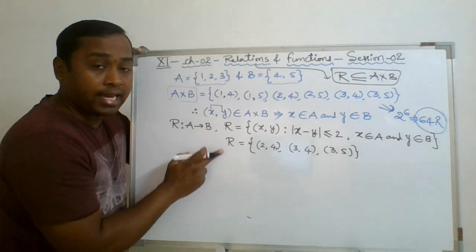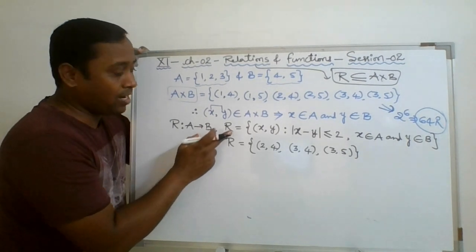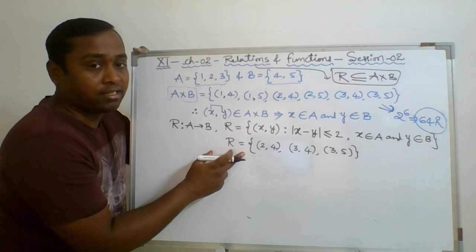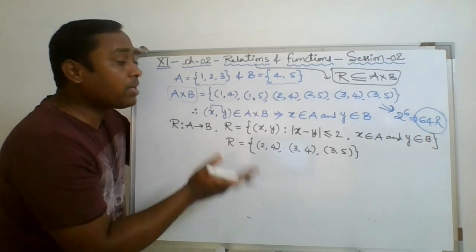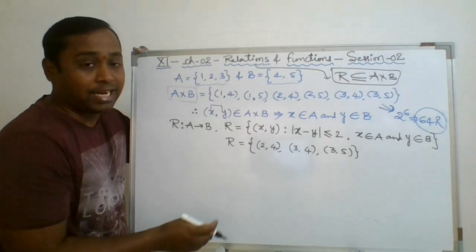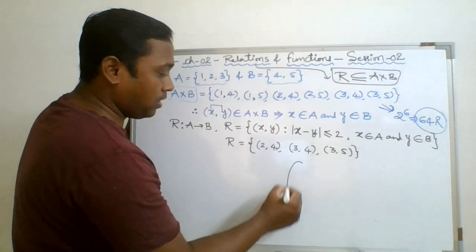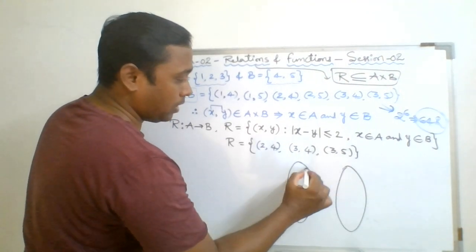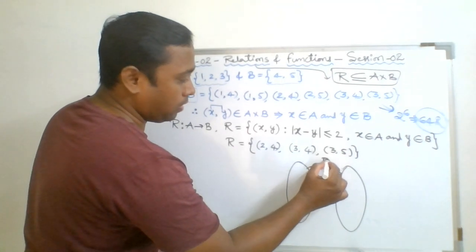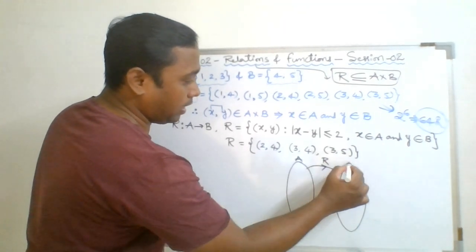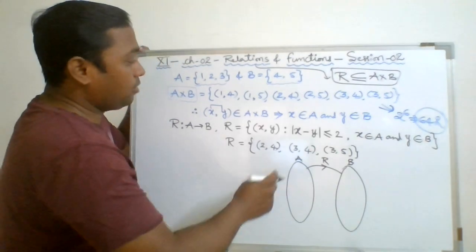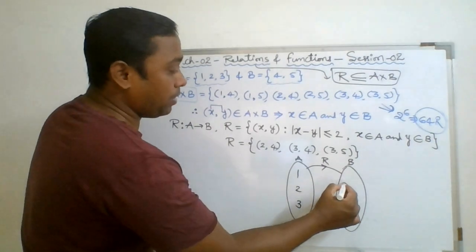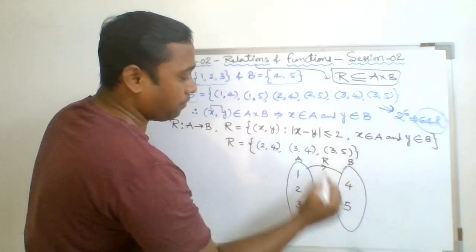So now the relation is expressed in two different forms. One is the given form, the set builder form. Second, we have listed the elements, hence it is called roster form. The same can be expressed through an arrow diagram. So I am just expressing the relation through an arrow diagram. The relation R is defined from set A to set B. Set A elements I am writing here: 1, 2 and 3. Set B elements: 4 and 5.